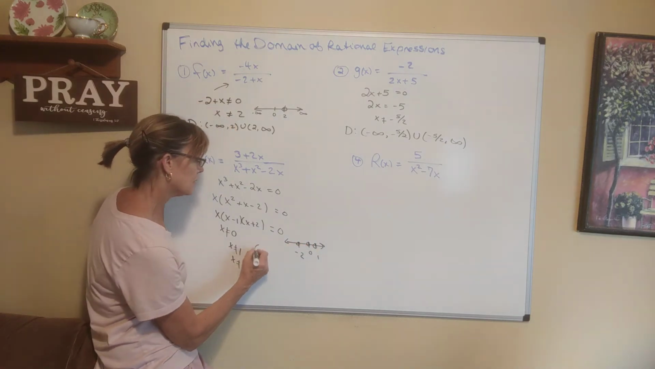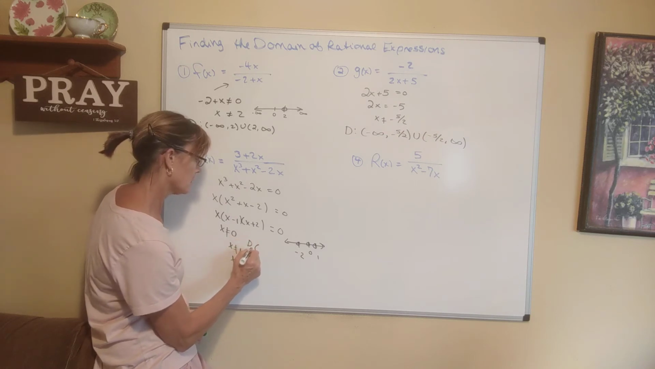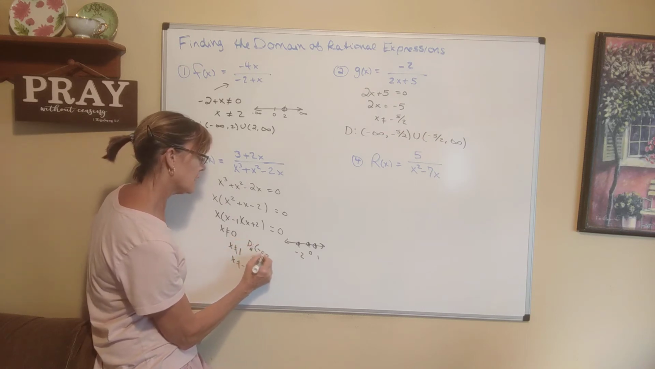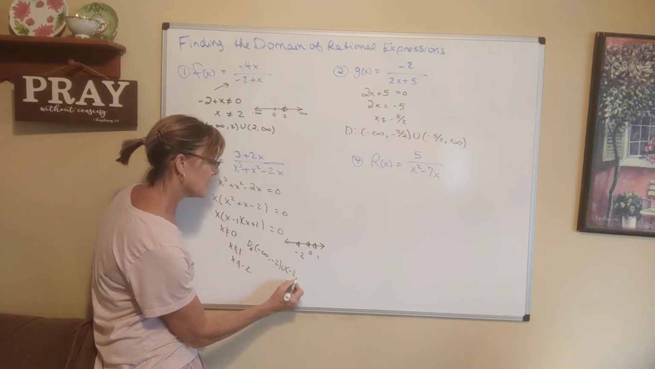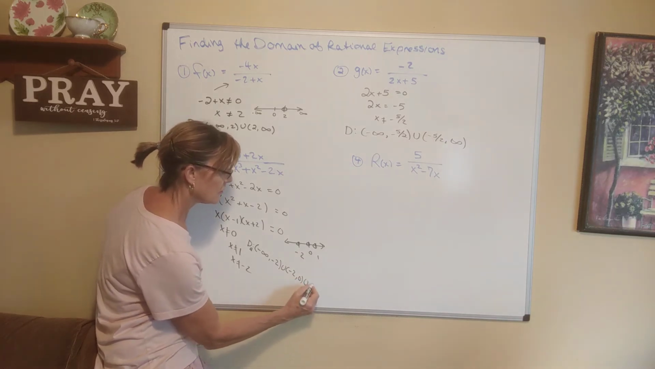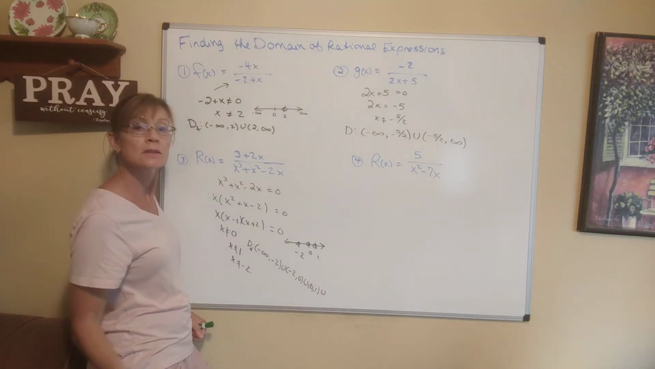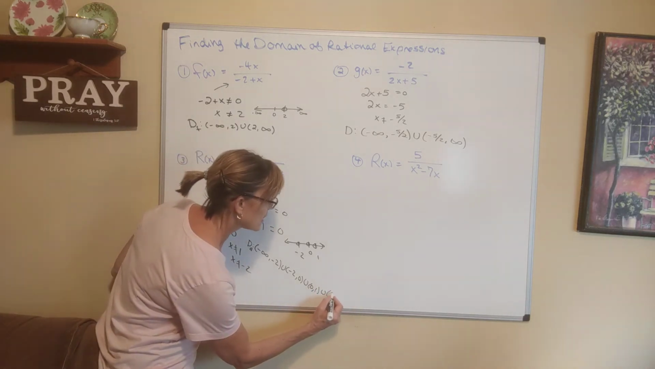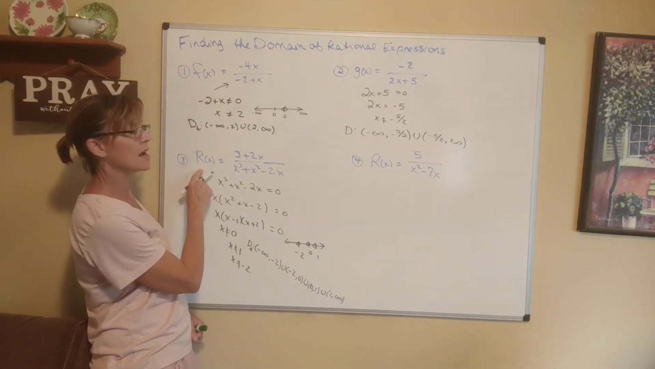So that means the domain of r would be from negative infinity to the left side of negative 2. The right side of negative 2 to 0, to the left side of 0. The right side of 0 to 1. Oh my goodness, can you still see this? Good. The right side of 1 to infinity. All of that is the domain for this one.